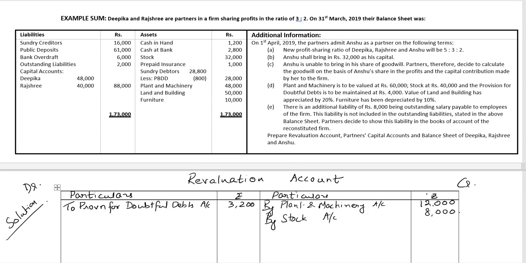Value of land has been appreciated by 20%. So by land and building, 20% of 50,000, 10,000 rupees. Furniture has been depreciated by 10%. To furniture account, 10% of 10,000 rupees is 1,000 rupees.